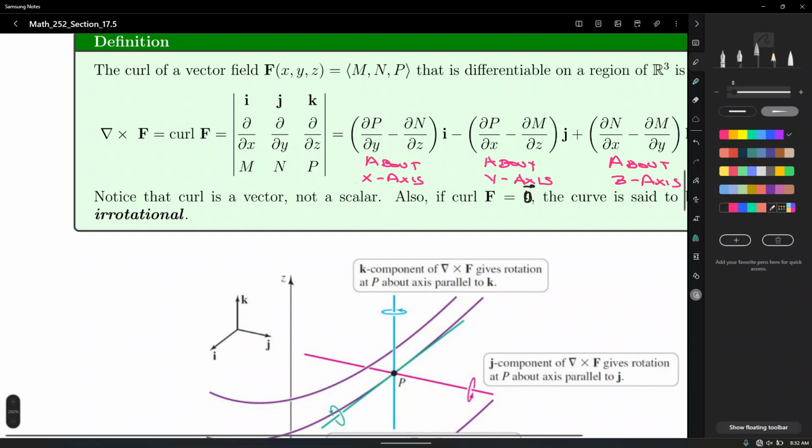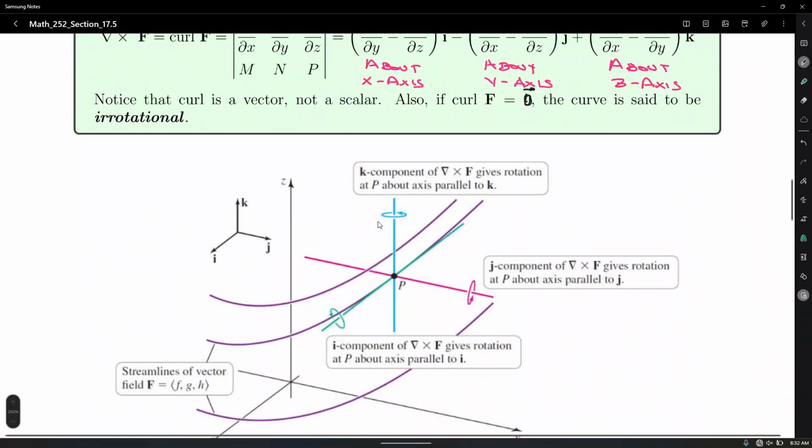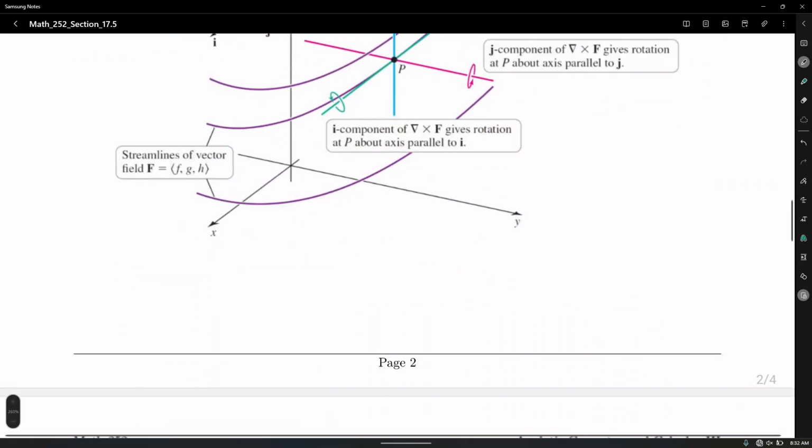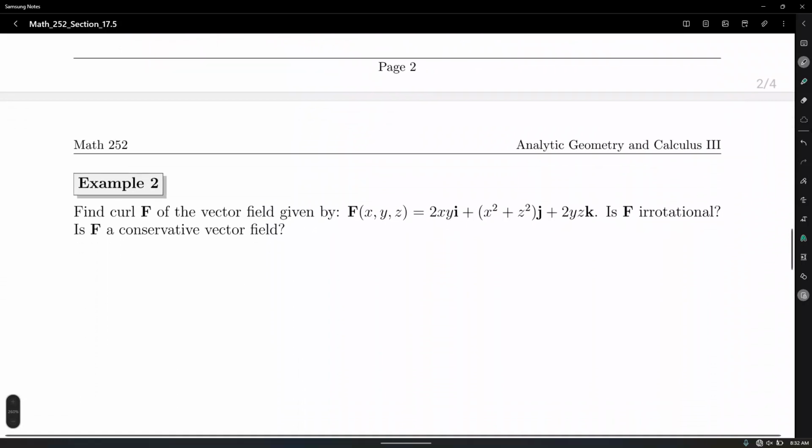Let's have a look at this picture right here. So here it is, what we already described about the components of the curl. Rotation about the x-axis, rotation about the y-axis, and rotation about the z-axis, right? That's what it means. Okay, so let's have a look at one example.